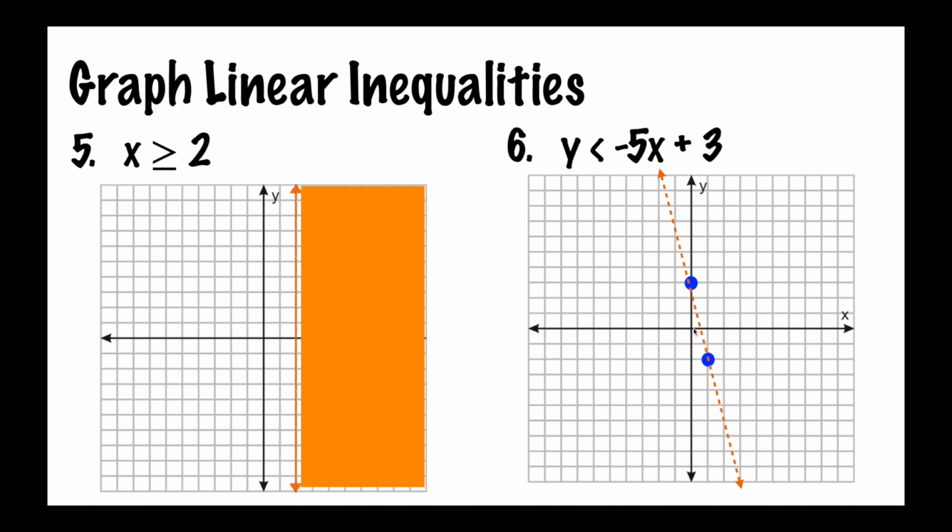But again, I can plug in 0, 0 here to test that point. Now here I'm expecting it to be true. If I plug in a 0 here, this is going to be gone. So I would have 0 is less than 3. That is a true statement, which means yes, this side should get shaded.